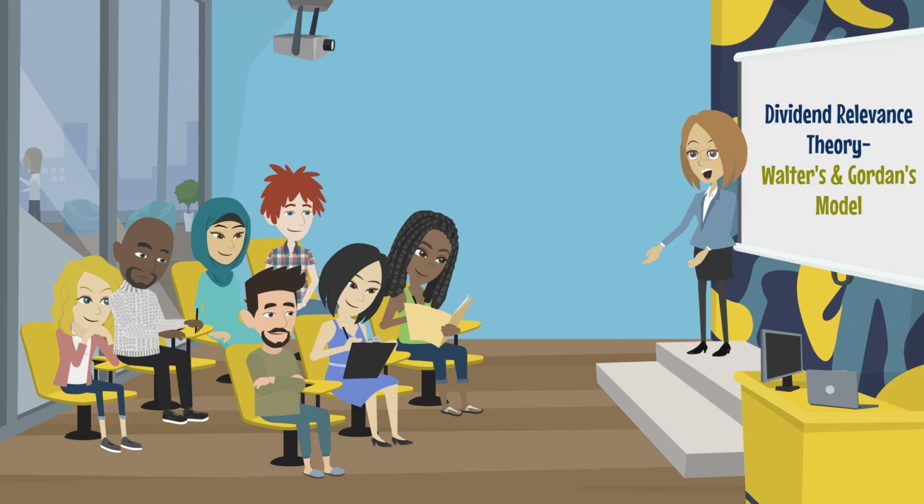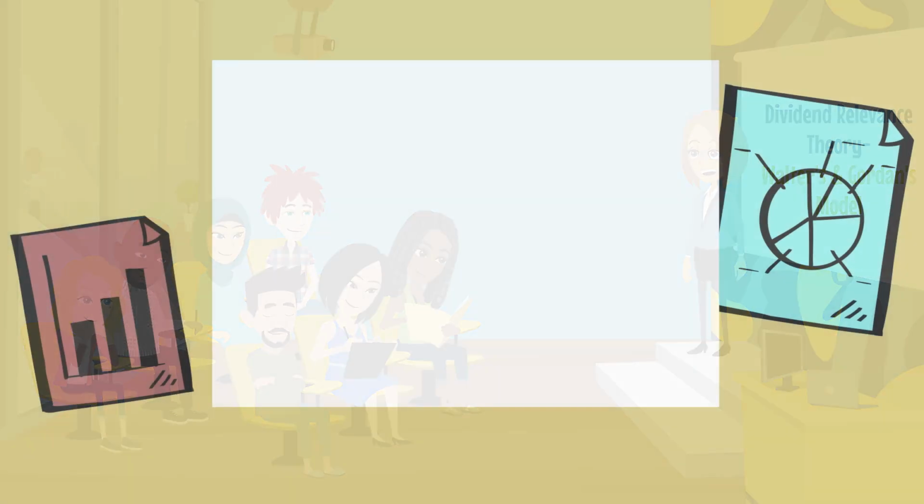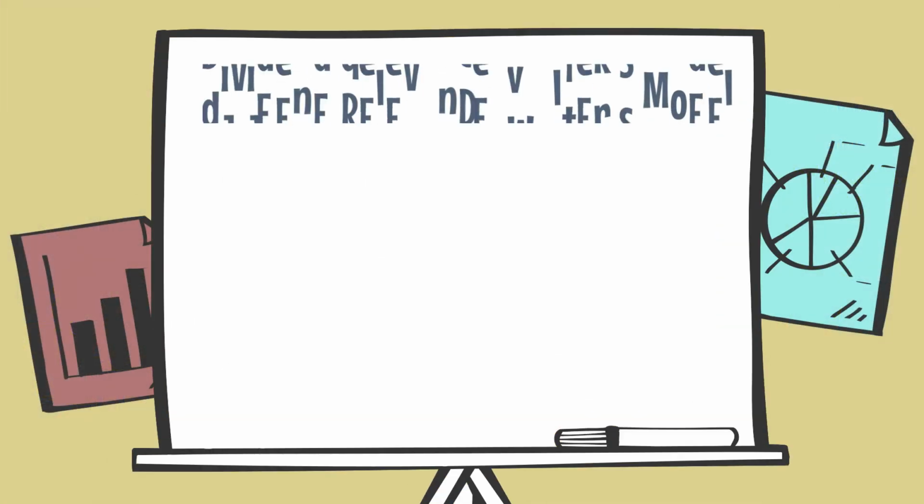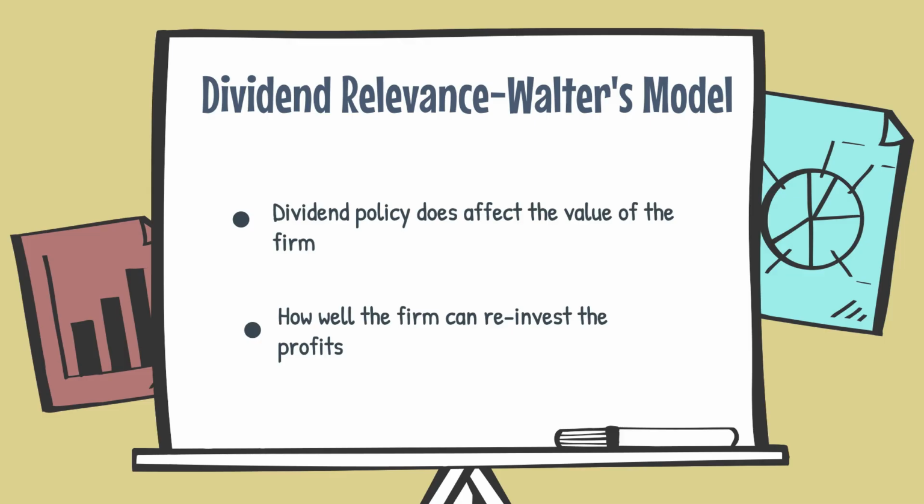Dividend relevance theories explore whether the way profits are distributed affects a firm's value. As discussed in the previous videos, under dividend relevance theory, we have two crucial models, that is Walter's model and Gordon's model. According to Professor James E. Walter, the dividend policy of the firm does affect the value of the firm. According to him, it depends on how the returns from retained earnings compare to the required rate of return.